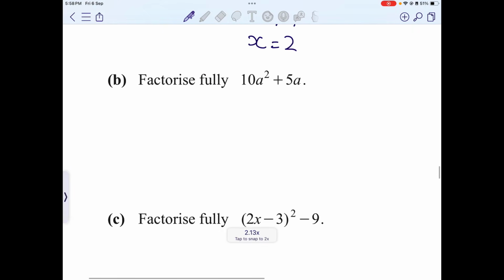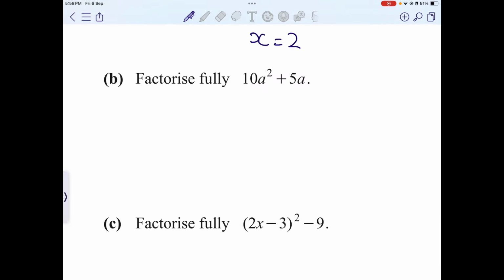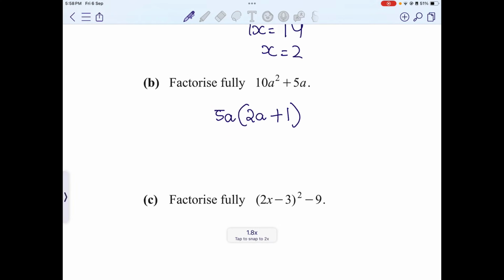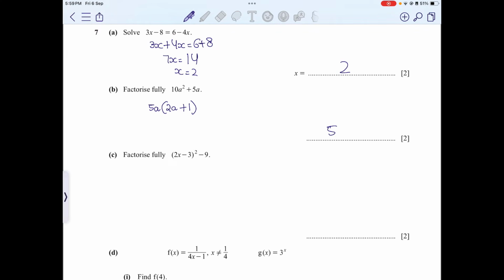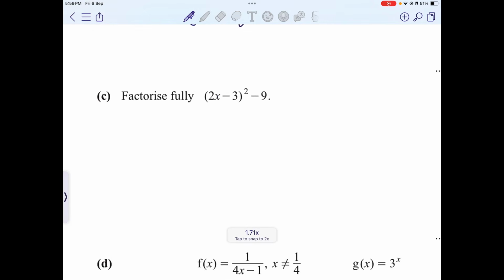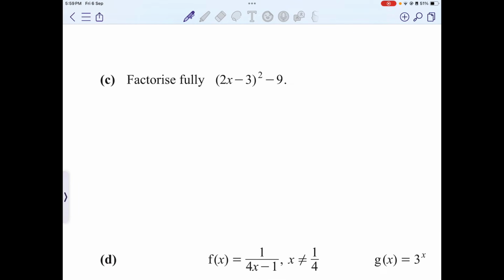Next up, it says factorize fully 10a squared plus 5a. Now what is common in them? In both of them, I can see that 10 and 5 are both multiples of 5. So I could take 5 common, and there's also a in both, so I would take a common. Now what do I need to multiply with 5a to get 10a squared? I basically need to multiply it with 2a, because 5 into 2 would be 10 and a into a would be a squared. Plus, what do I need to multiply with 5a to get 5a? Just 1. So that would be my answer. I can't simplify this any further. 5a times 2a plus 1.